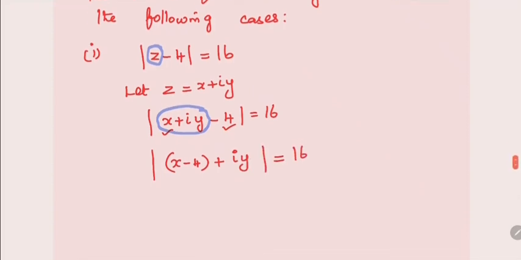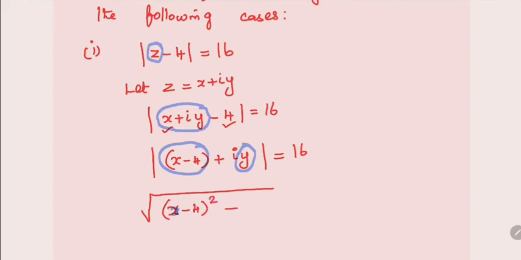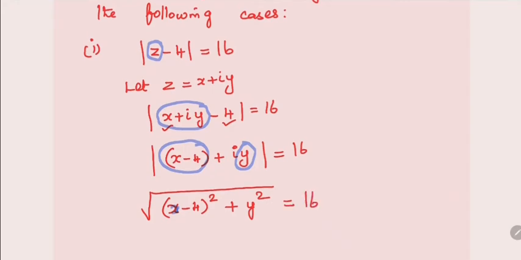Now it is in the form of x plus iy within the modulus. If you want to remove the modulus, the modulus formula is the square root of the real part the whole square plus the imaginary part the whole square. This is your real part, and y is the imaginary part. So it is the square root of x minus 4 the whole square plus y squared, that is equal to 16.